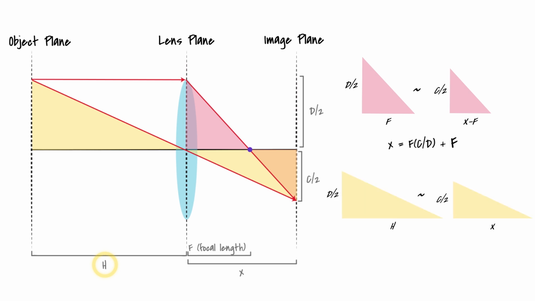Then we use our second set of similar triangles to solve for h. However, we want it in terms of an f number, so we can substitute d for f divided by n. And there we go, the equation for the hyperfocal distance. We'll use this equation to eventually simplify our depth of field equations.